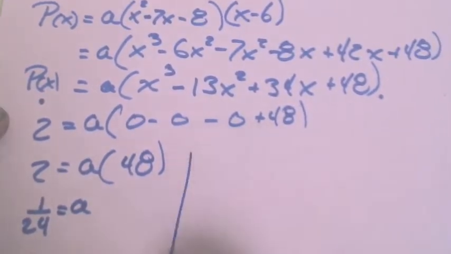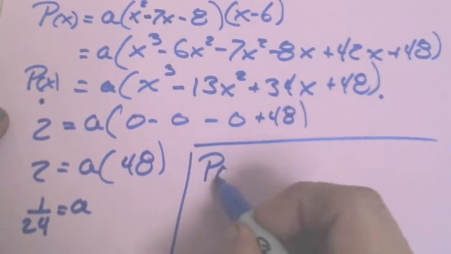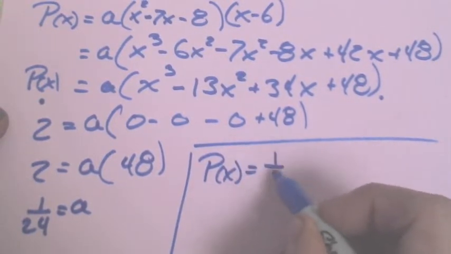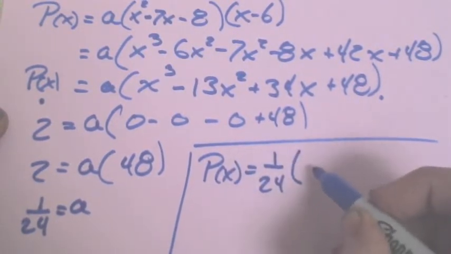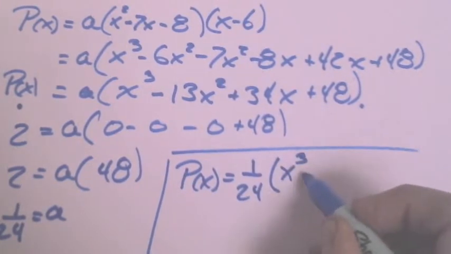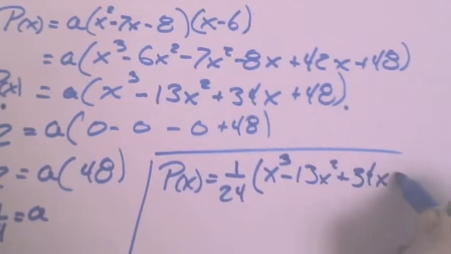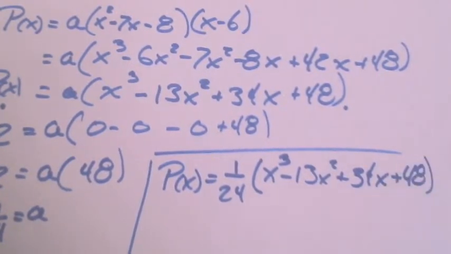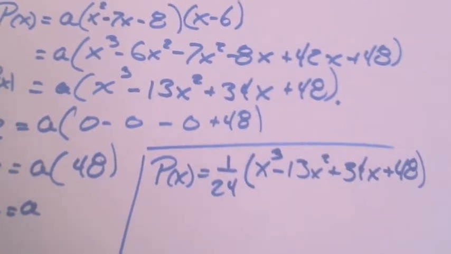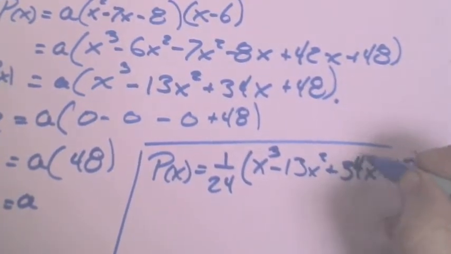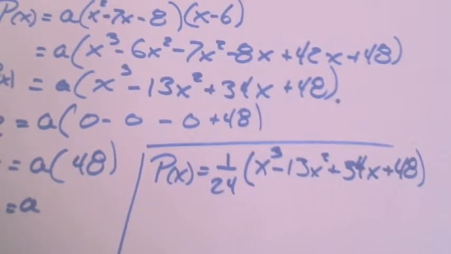So that makes our overall polynomial p of x equal to 1/24 times the x to the third minus 13x squared plus 34x plus 48. And you could certainly multiply that 1/24 through, but frankly, when it's an icky fraction like that, I tend to leave it outside. But that's really up to you.